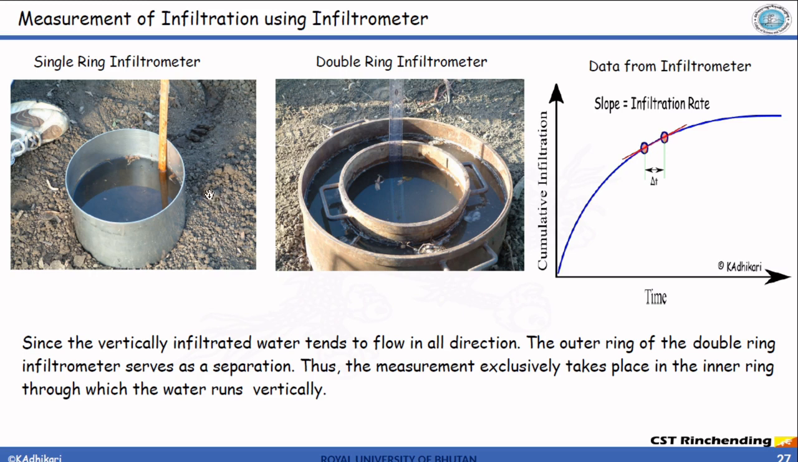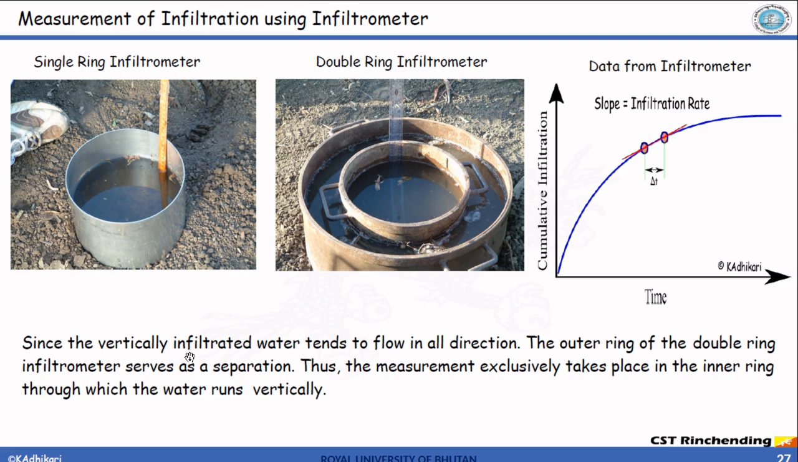Whereas double ring infiltrometer also operates similarly to that of the single ring infiltrometer. However, double ring infiltrometer consists of two concentric cylinders with diameters of 30 centimeter and 60 centimeter and of minimum length of 25 centimeter. The water depth in the inner and the outer ring are kept at the same depth during the observation, but the measurement of infiltration is done on the inner ring only.